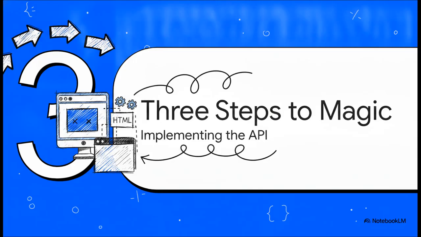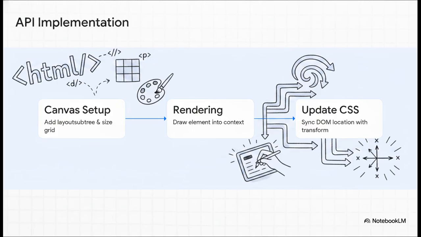Section 3. 3 steps to magic. Let's look at how we actually implement this in our codebases through 3 straightforward phases. We're going to walk through the high-level logic behind these 3 steps: setup, rendering, and updating the CSS transform. It might sound a little complex at first to sync standard web tech with a 3D graphics pipeline, but once you see the architecture of this API, it's beautifully straightforward.